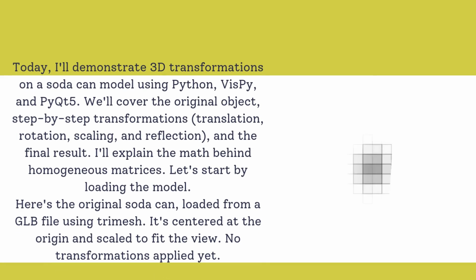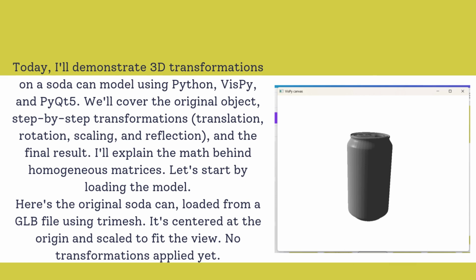Today, I'll demonstrate 3D transformation on a soda can model using Python, VisPy, and PyQt5. We'll cover the original object, step-by-step transformations like translation, rotation, scaling, and reflection, and the final result. I'll explain the math behind homogeneous matrices.